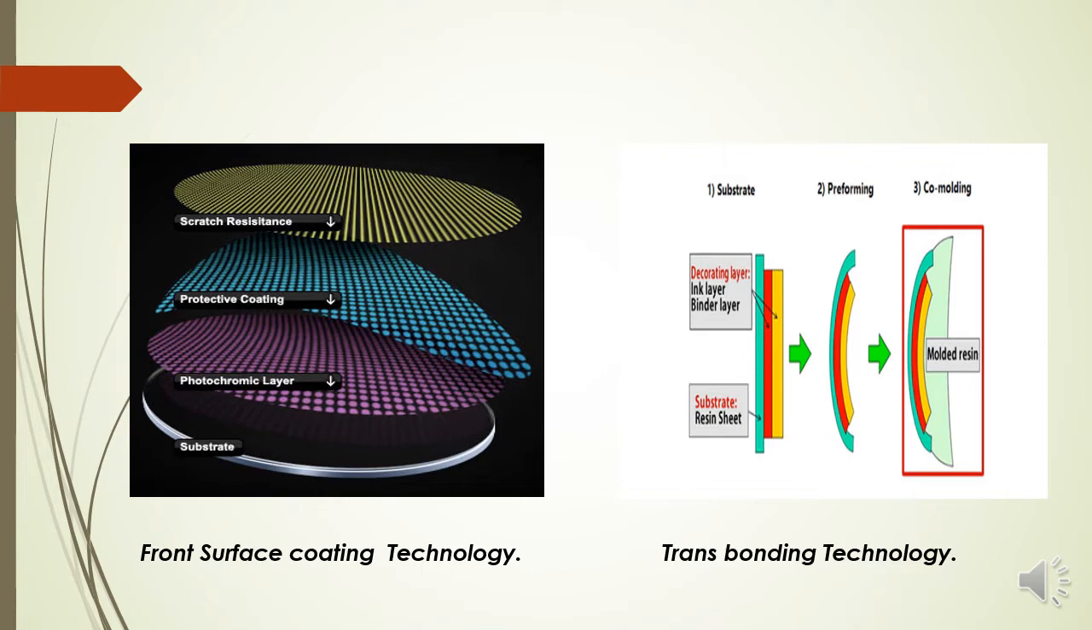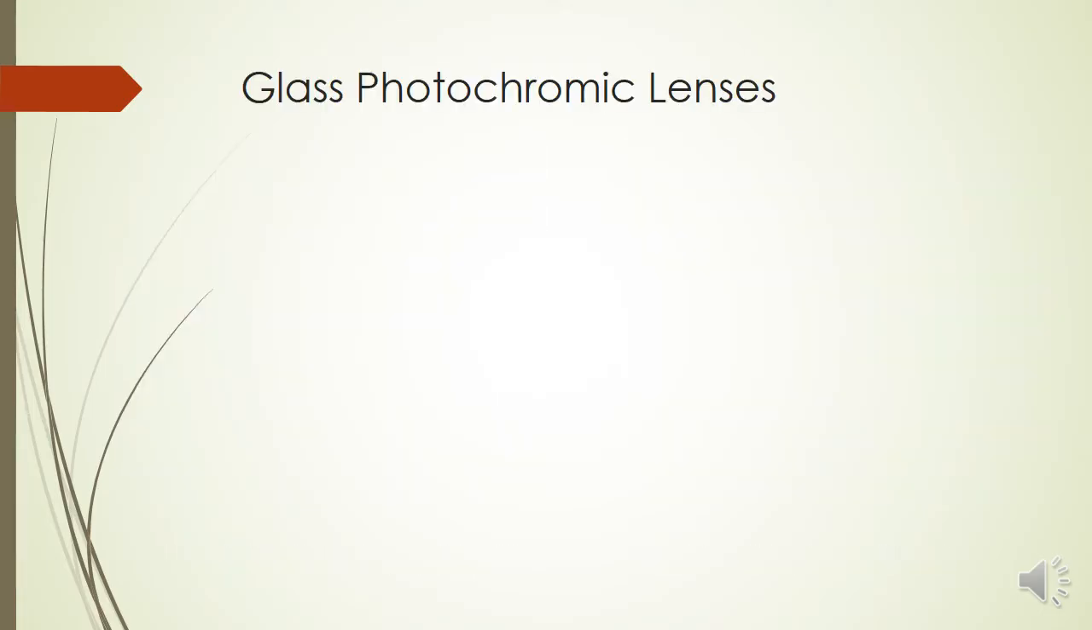So here what happens, there is a layer which is the topmost layer, or what we call the blinder layer, and then there is a layer for photochromic pigment which is then bonded with the lens material surface, giving you the photochromic effect. Talking about photochromic lenses, they are generally available in two different materials, that is, glass photochromic and plastic photochromic lenses.